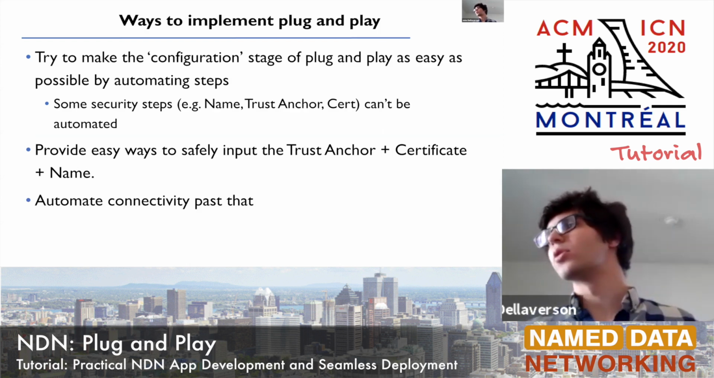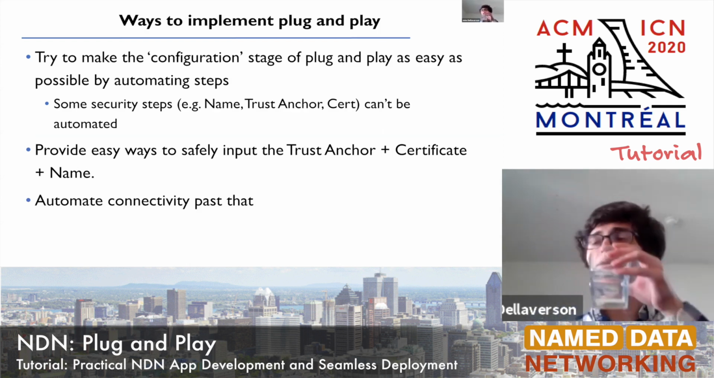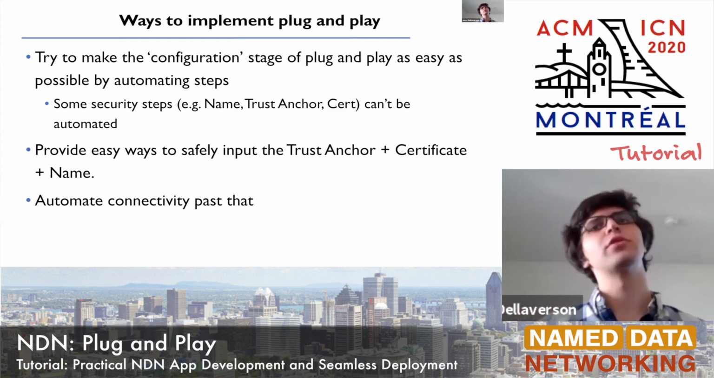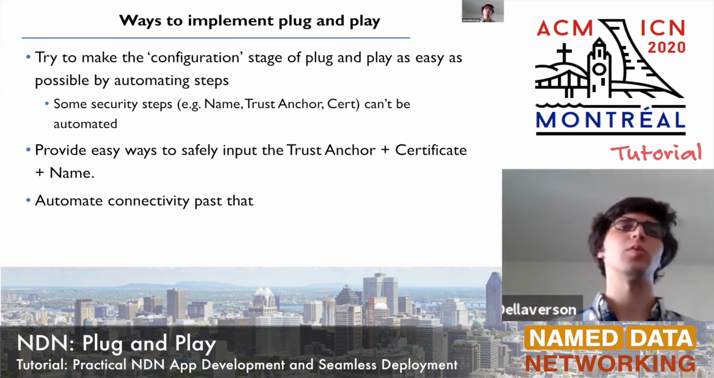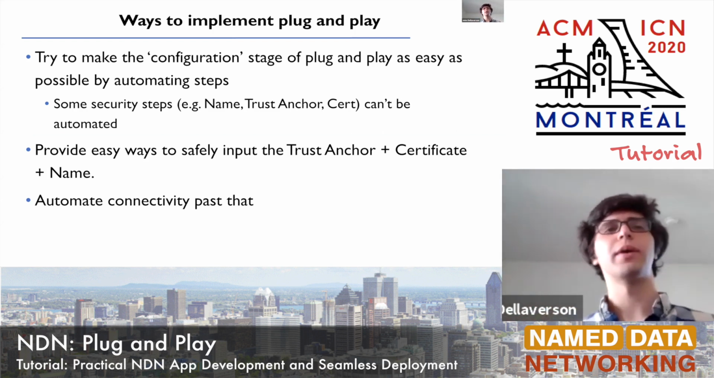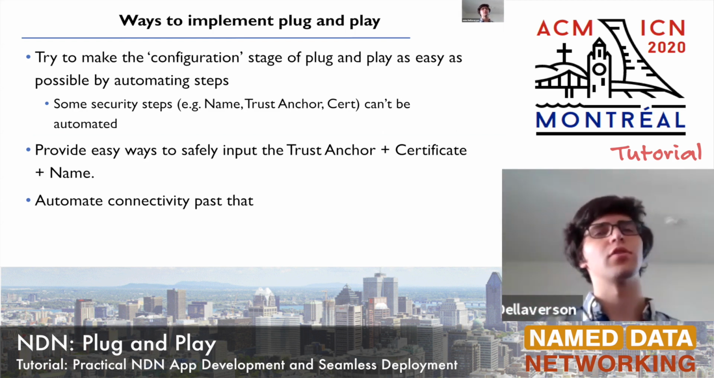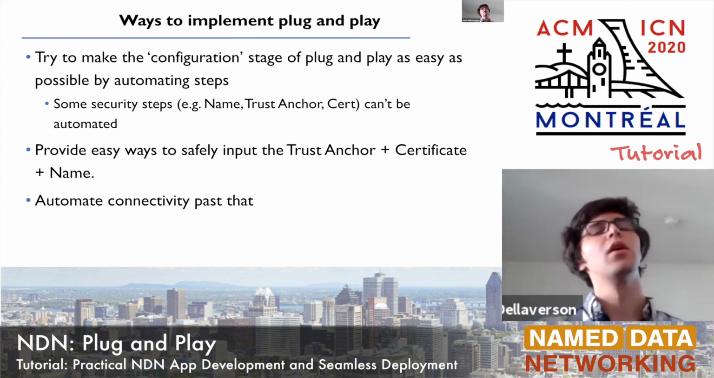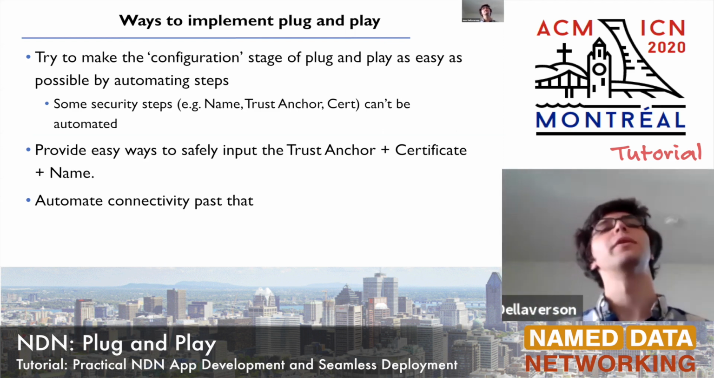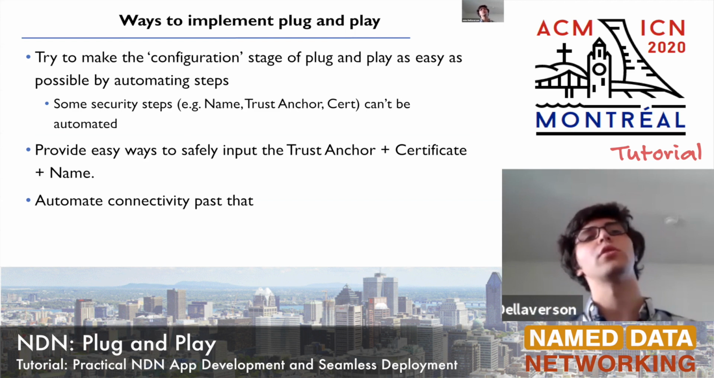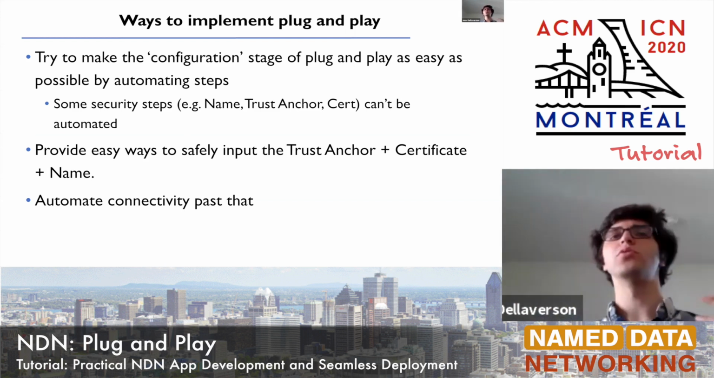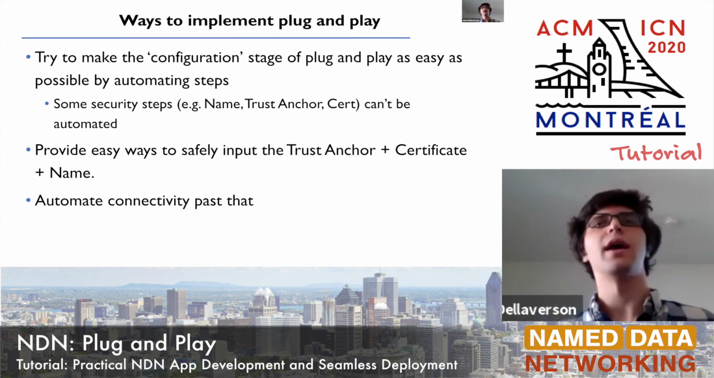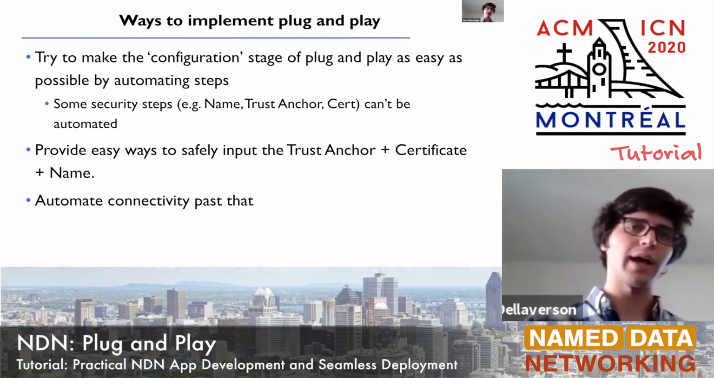So now we can talk about ways to actually implement plug and play. In our view, the way to do this is to make the configuration stage of plug and play as easy as possible by automating steps. Notably, as we've mentioned, some of these security steps, getting your name, choosing your trust anchor, getting a certificate, can't necessarily be automated, but we want to pare away the bits that can. To that end, we also want to provide easy ways to safely input those trust anchors, certificates, and name sets, and then automate connectivity beyond that.